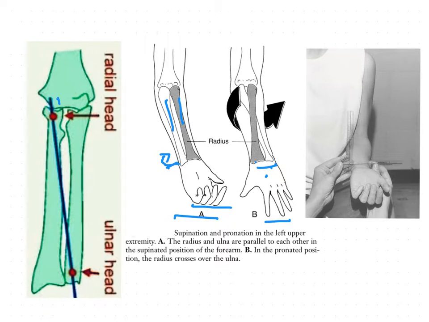So during pronation, what is happening? Here the head is moving distally and it is moving dorsally. So it is going backwards and it is coming downwards. The head is coming downwards, that is distally, and it is going backwards, that is dorsally. So this is the movement taking place in pronation.